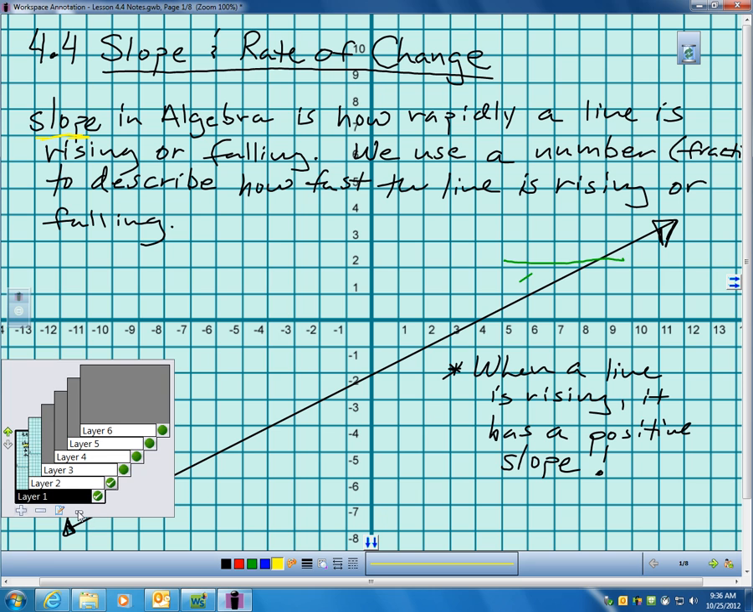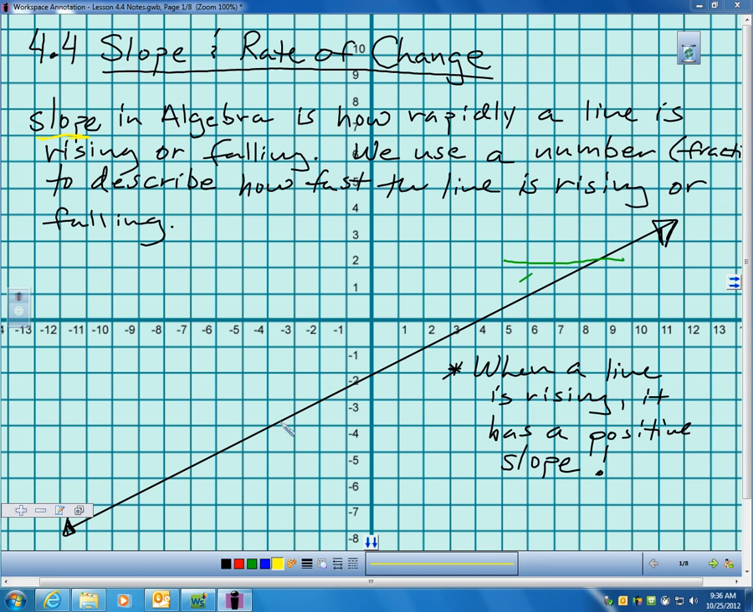When a line is rising, like the one I've drawn here, it has a positive slope. So the number that would represent this line would have to be a positive number because this line, as you can see, is rising right now.